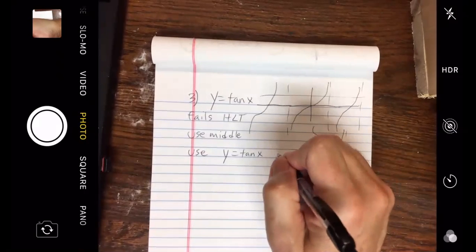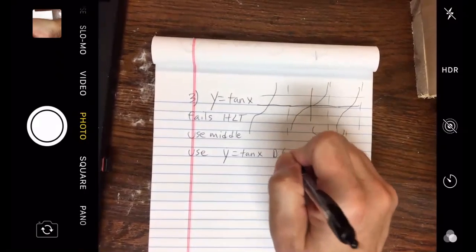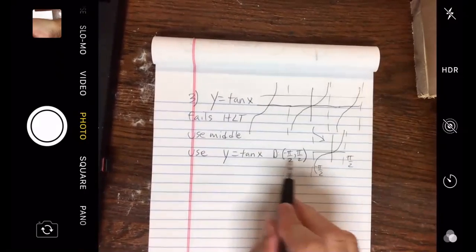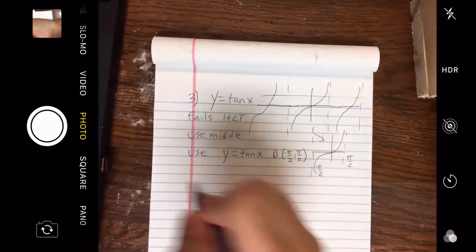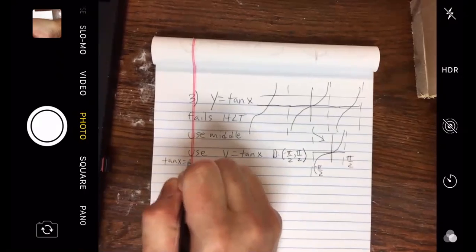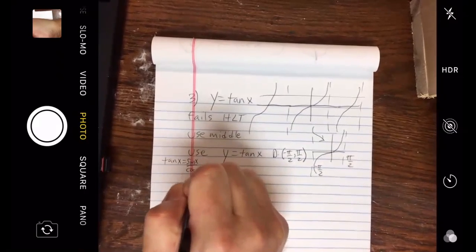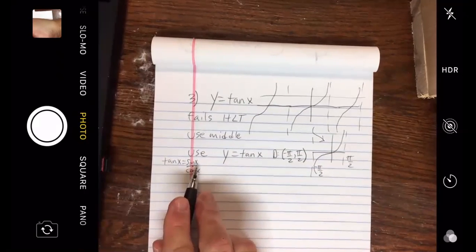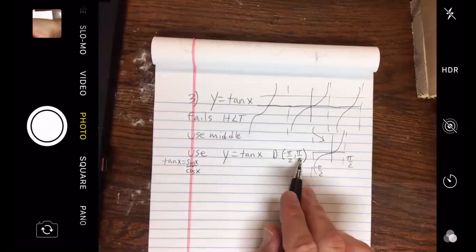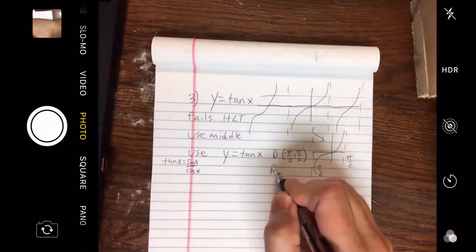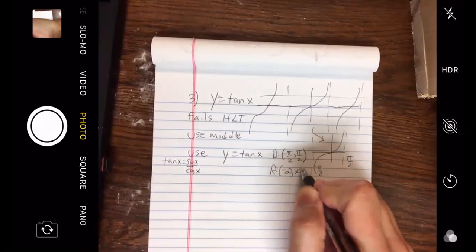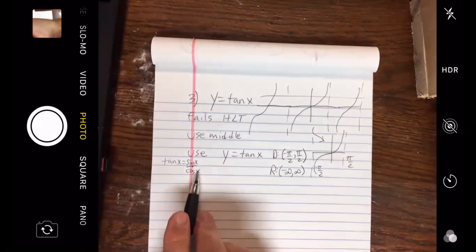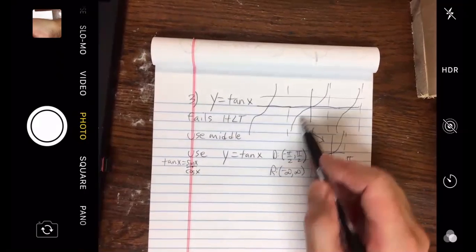And this is going to use parentheses, domain -pi/2 to pi/2. Notice I'm using parentheses, because remember tangent is sine over cosine. Well, at pi/2, your cosine is 0, and it blows up. So it does not include -pi/2 or pi/2. Range, turns out, is -infinity to infinity. Remember, it's the ratio of the y leg to the x leg, so there's no rules on it, -infinity all the way up to infinity.